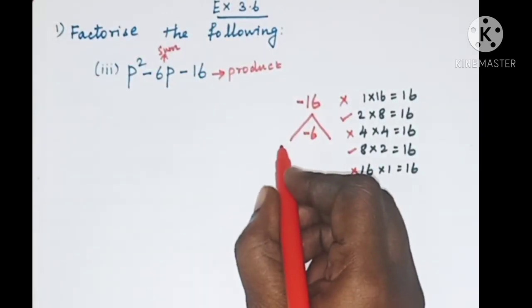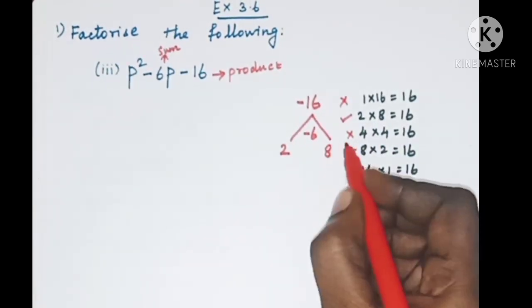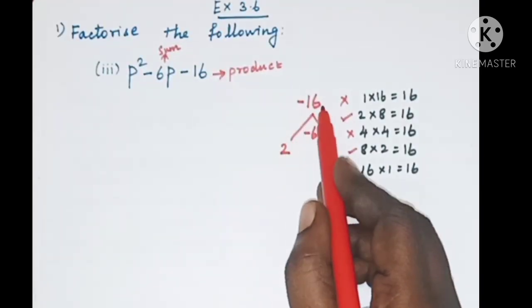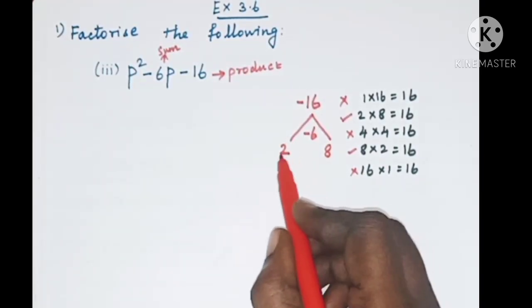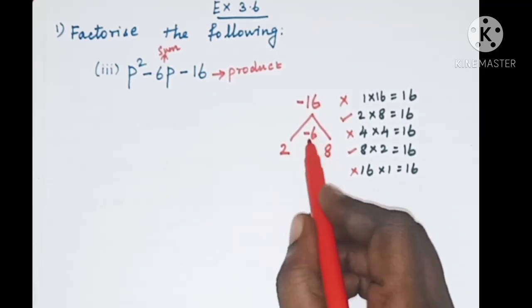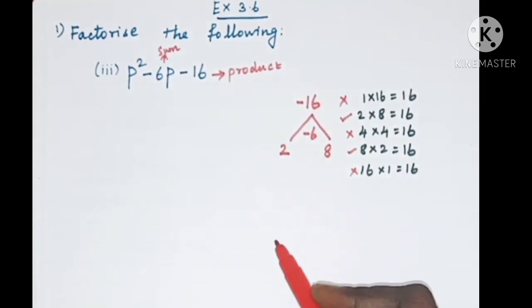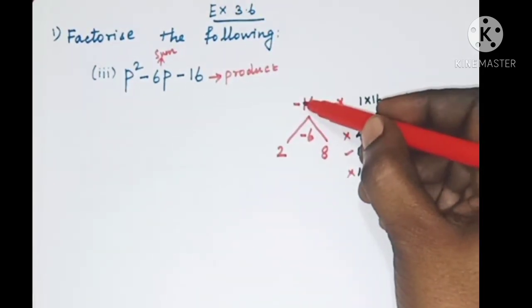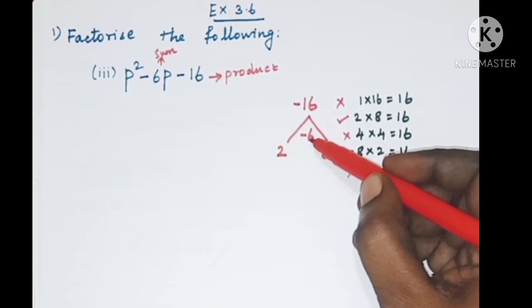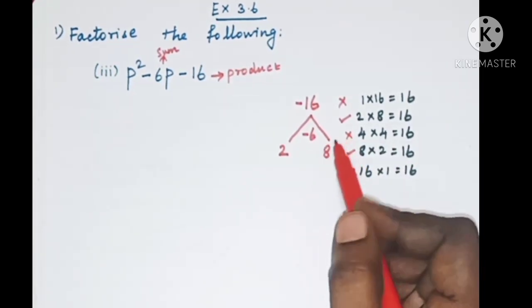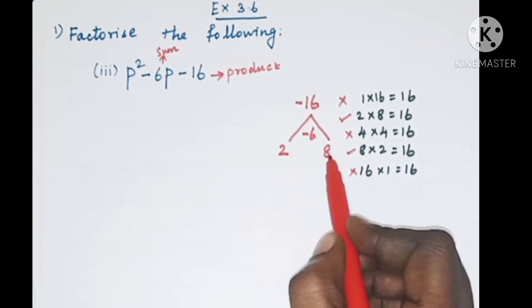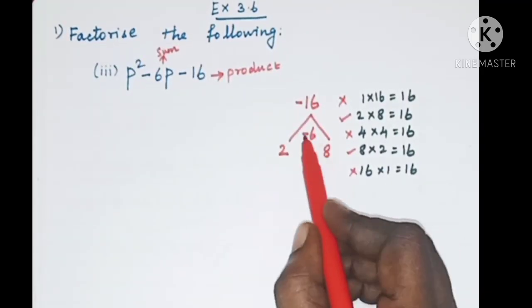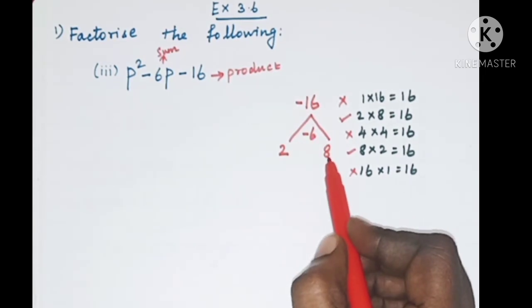So write the two numbers first. 2 and 8 are the two possible numbers: if we multiply, we will get 16, and if we subtract these two numbers 2 and 8, we will get 6. Now we have to put the symbol for these two numbers, because here we have minus 16 and here we have minus 6. I already told you the symbol goes with the greater number. Which is the greater number here? 8 is the greater number.